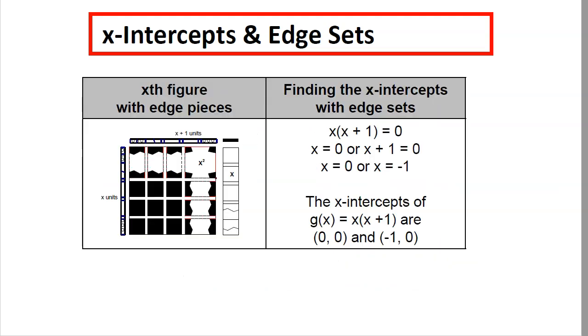Here's a picture of the x figure with the edge pieces. You can see there's x down the left and x plus 1 across the top, and the corresponding symbolic steps for finding the x-intercepts.